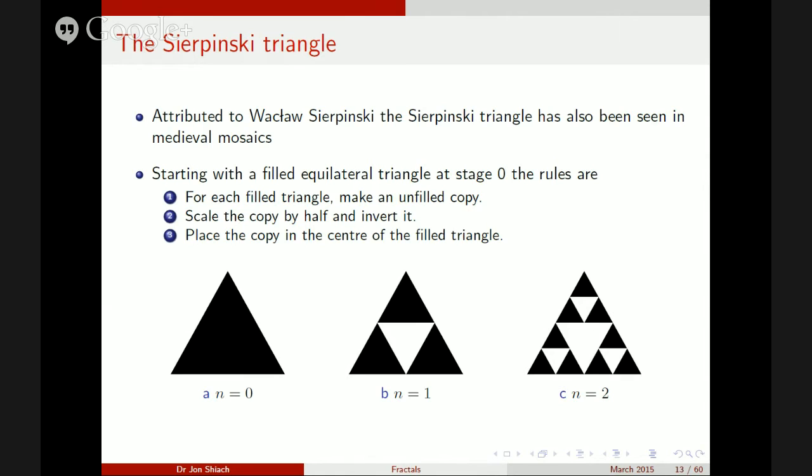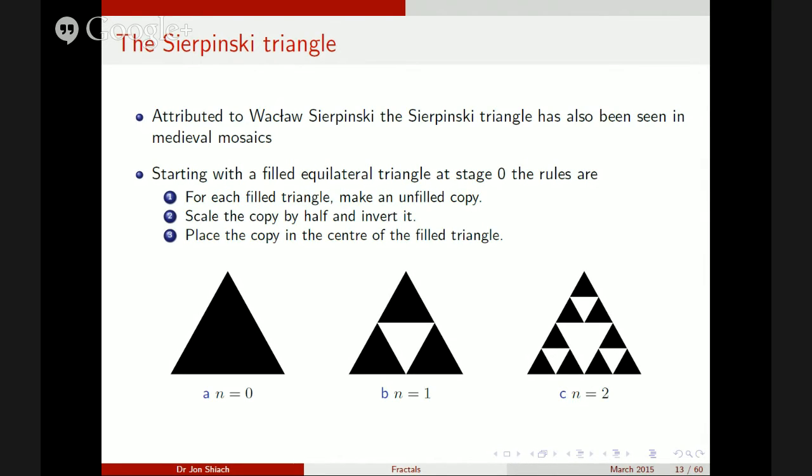So the scheme for the Sierpinski triangle is we start with a filled equilateral triangle at stage 0, and for each iteration you take a filled triangle, make a copy, halve the size of that copy, turn it upside down and place it in the middle. So that's stage 0, that's what we start with: a filled equilateral triangle. And what I've done here is make a copy of it, halve the size, and place it upside down in the center of that triangle.